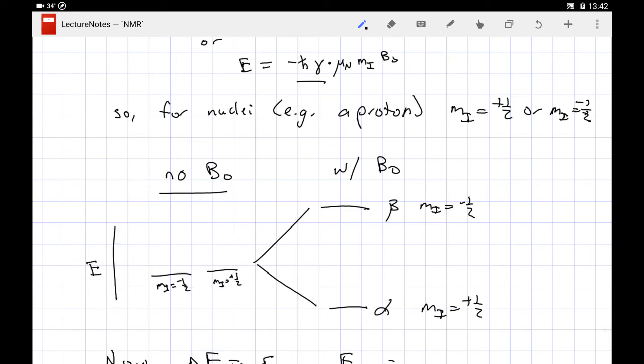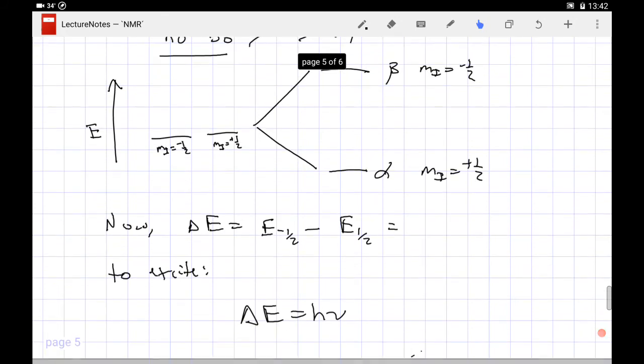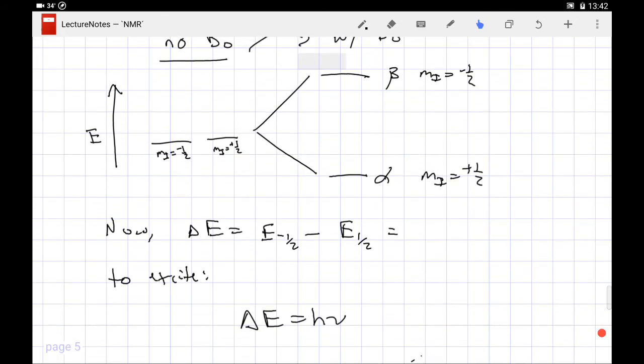So this is the energy axis going up. However, when we add a magnetic field, they split, and those energies are different. And so we have a spin up or alpha state, and a spin down or beta state that have different projections and now different energies. So let's quantify that. We want to look at delta E, or the change in energy between that beta state and the alpha state.